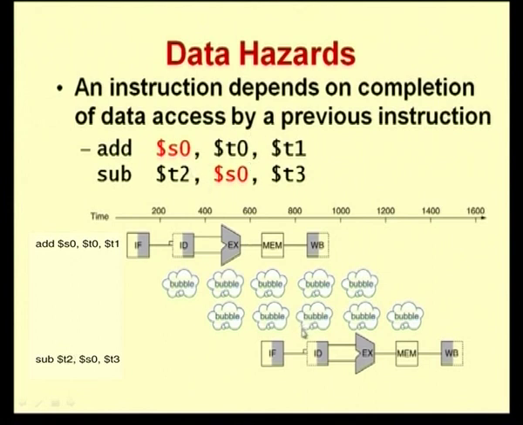If we did not introduce this bubble, that is if we did not stall for 2 clock cycles, then we will see that we will have a wrong output at the result of the sub. The sub will not get the updated value of S0, it would have got some old value of S0. Therefore, we have to stall for 2 clock cycles in order to take care of this data hazard. So, this is something very important. Whenever we have instruction sequences in programs, we have to look for these dependencies and see if these dependencies will cause a hazard or not.